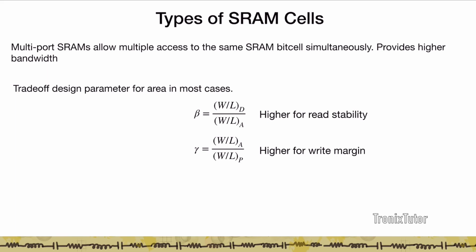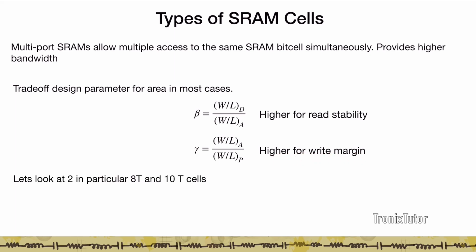So just to recall, there are two important ratios in the SRAM bit cell. One is the beta ratio, which is the ratio of the pull down to the access transistor, and we want beta to be as high as possible for read stability. The other ratio is known as the gamma ratio, and the gamma ratio is the ratio of the access transistor W/L to the pull up transistor W/L, and again we need this to be as high as possible to improve the write margin of the cell.